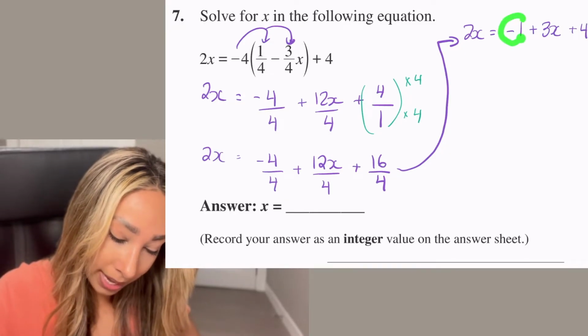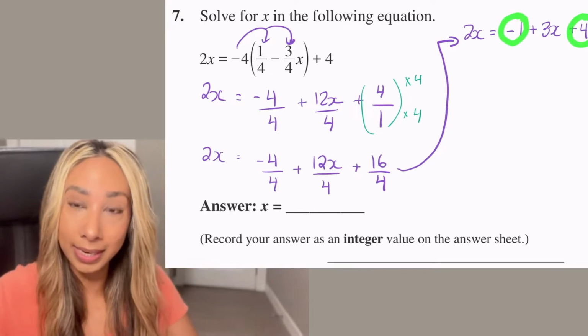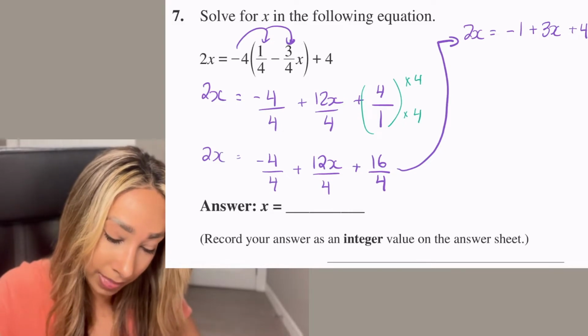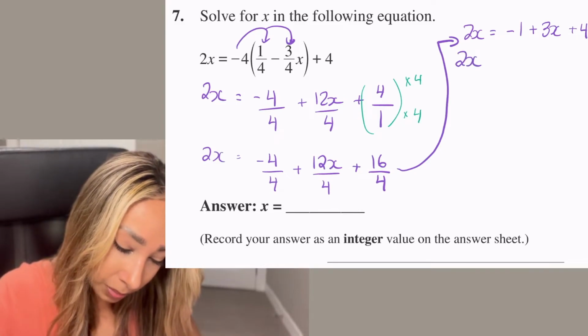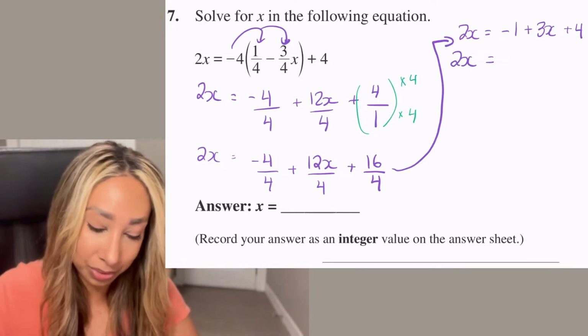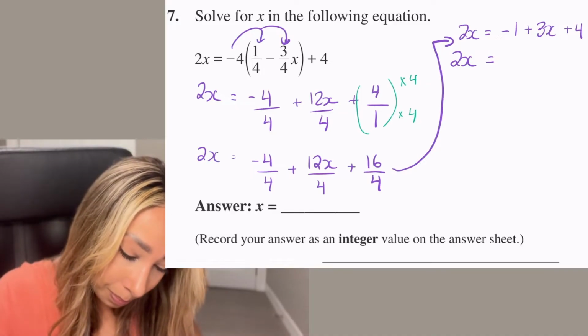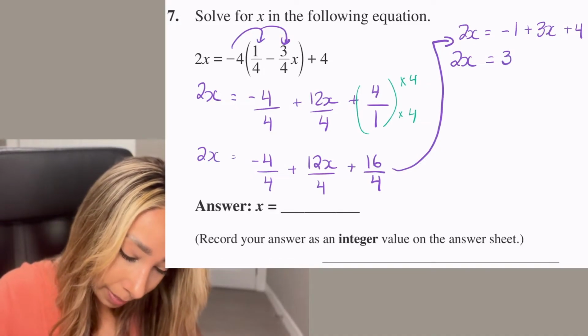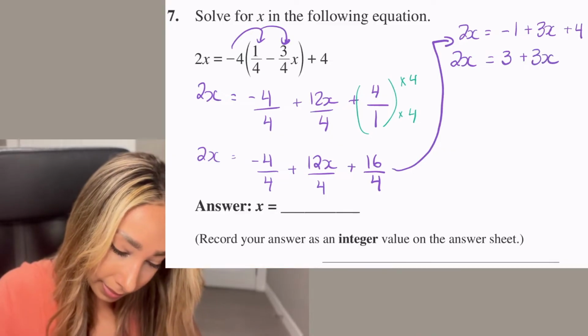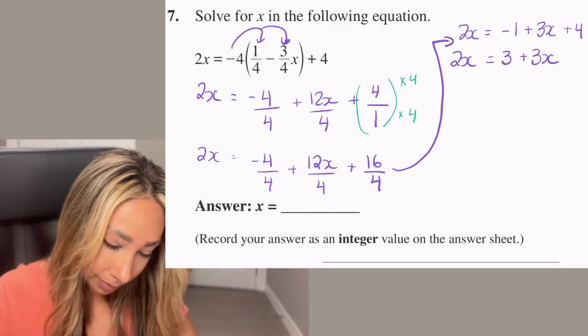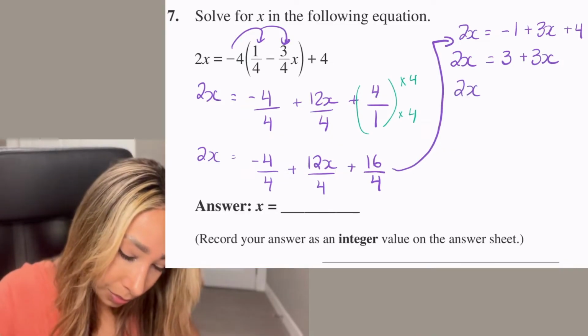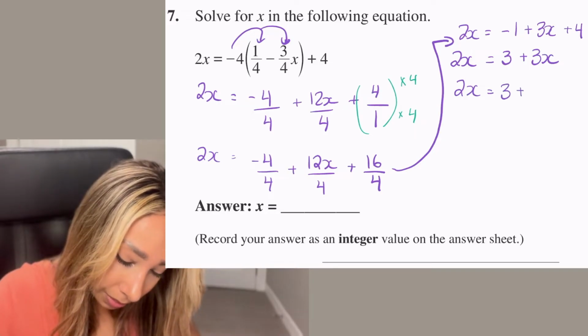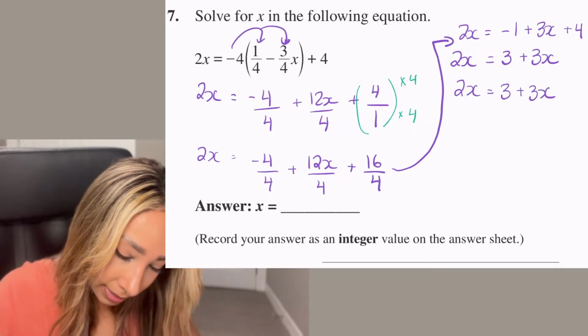Now I've got one negative and positive 4, that's going to combine together. I've got more positive on that side. So that's going to give me 2x. Again, I'm just recopying that 2x plus 3 plus 3x. So 2x is equal to 3 plus 3x.